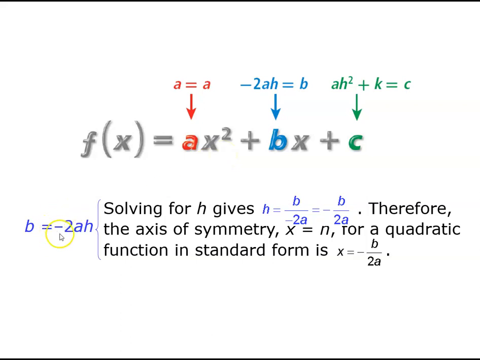So b equals negative 2ah. Solving for h gives h equals b over negative 2a, or equal to negative b over 2a. Therefore, the axis of symmetry for a quadratic function in the standard form is x equals negative b over 2a. Okay, so this is how you will find the h.